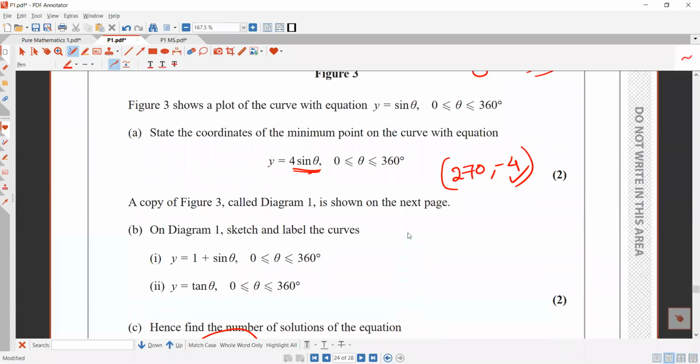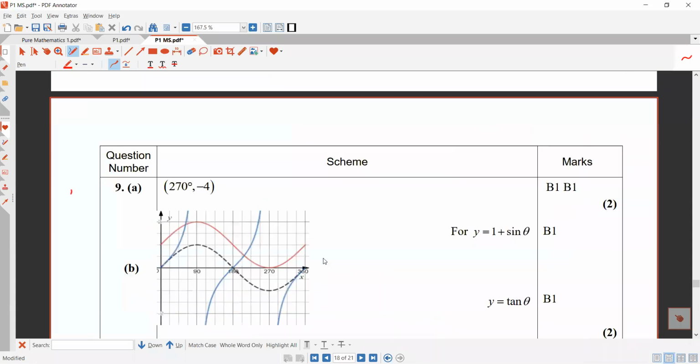Okay, so this is the graph. Let me just show it for the recording. This is the graph answer for that. This is the June 2019 paper, if I'm not wrong. Yes, June 2019 paper. So this is the answer for A and B.